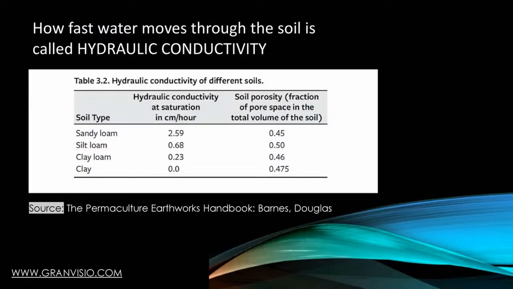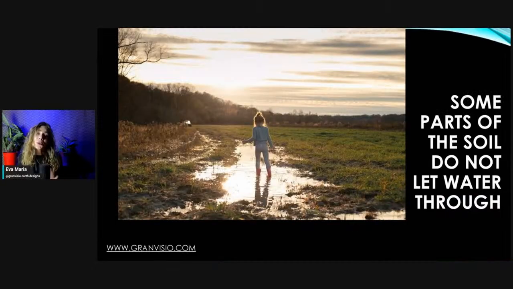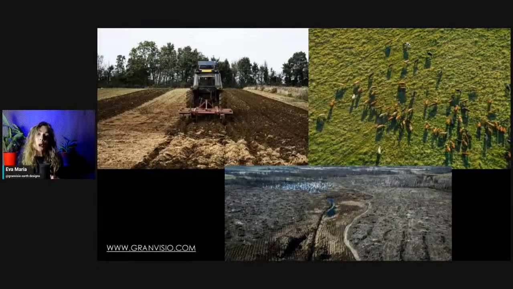Soil isn't the same everywhere, and the ability of water to flow through the soil, called hydraulic conductivity, can be different in different parts of the soil. So it's not just about the size of the gaps between particles, but also how connected they are. It's quite normal for some parts of the soil to not let water through very well, which can cause puddles or runoff when it rains a lot. This can also happen when soil gets compacted from activities like tilling, overgrazing, or deforestation.